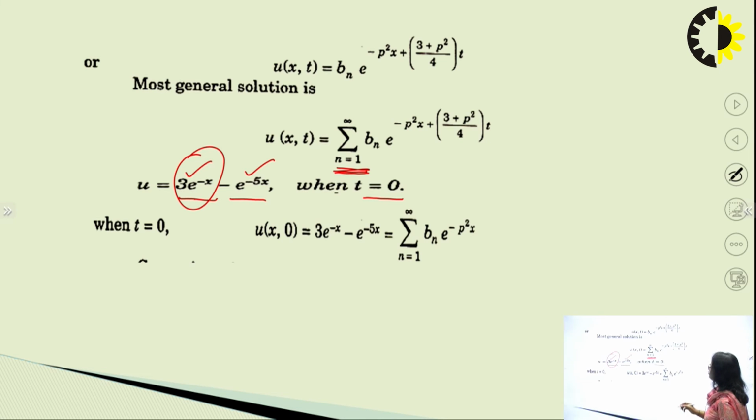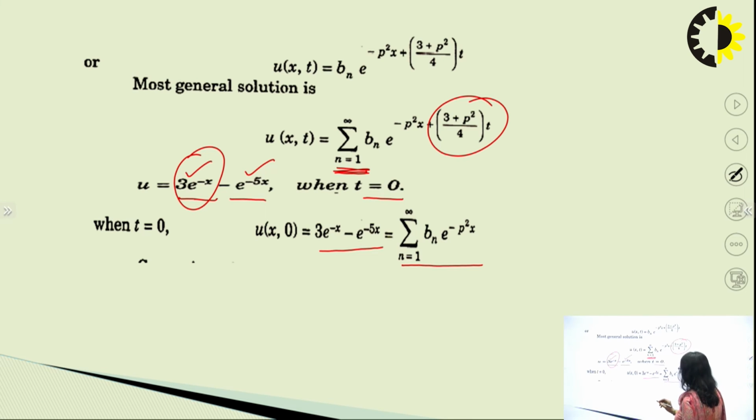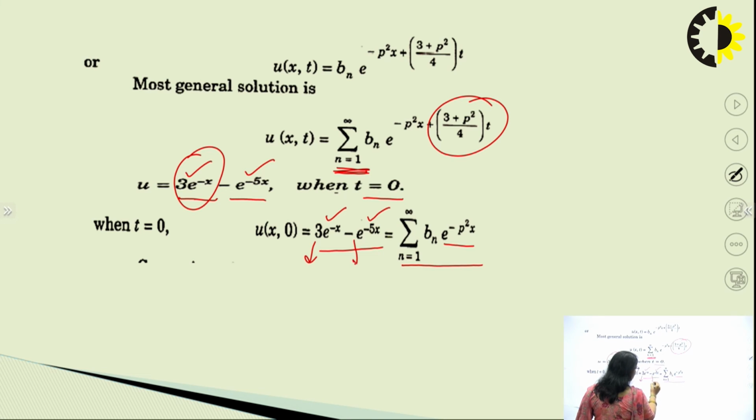So when t equal to 0, I substitute t equal to 0, so this becomes 0. I am left only with sigma n equal to 1 to infinity bn e to the power minus p square x. And on comparing this with 3 e to the power minus x minus e to the power minus 5x, this will be compared one at a time. That means first I'll compare this and next I'll compare this. So if I have a look, the constant coefficient of e to the power minus x is 3, and in this case the coefficient is minus 1. So here it is 3, here it is minus 1.